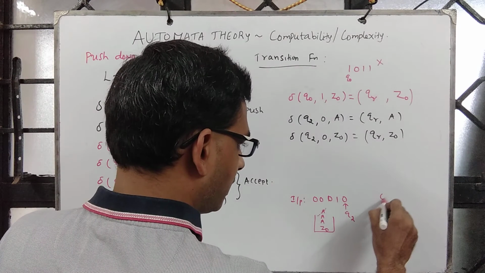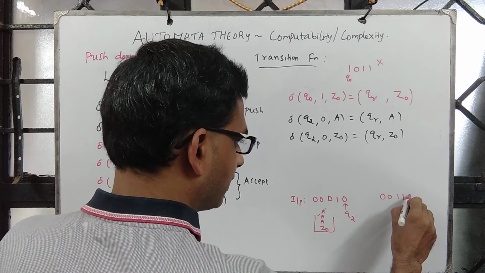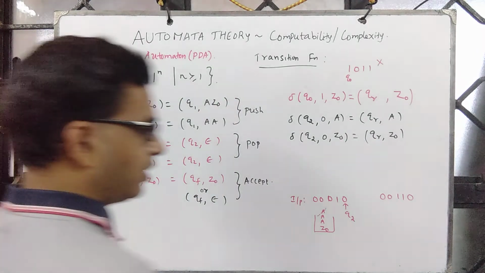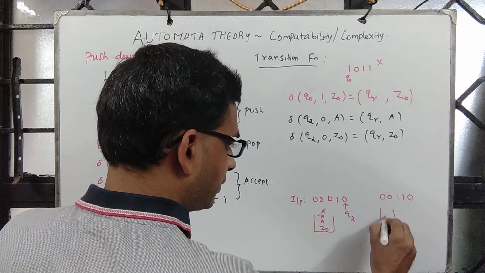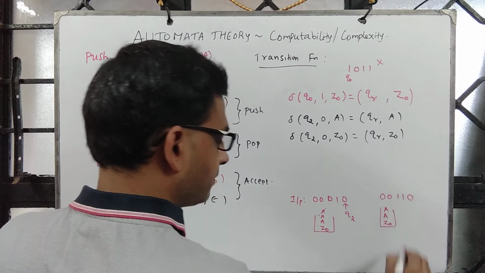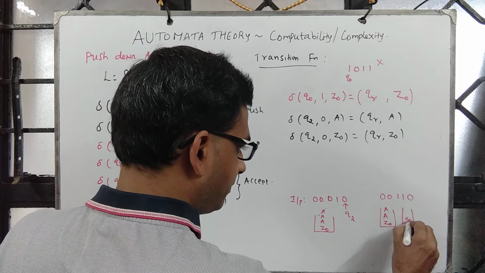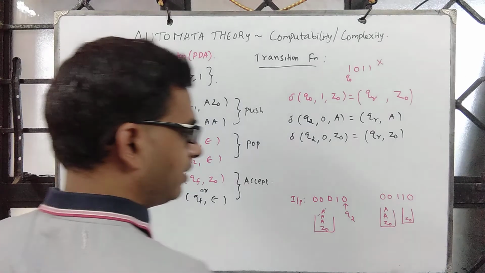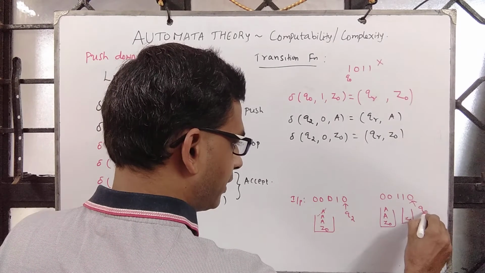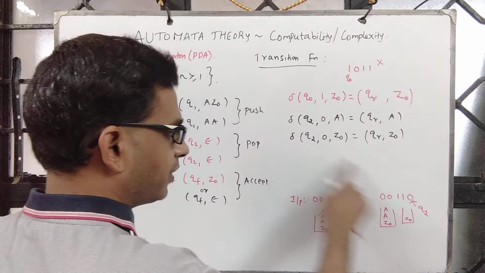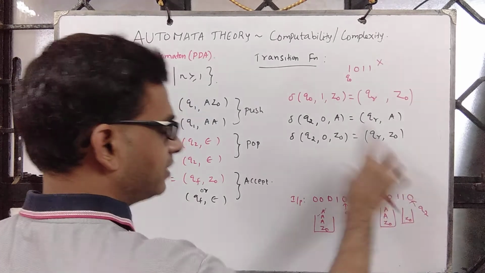Or let's assume it is 00 followed by 11, then this. Now for these two zeros, it will be this. Then for these two ones, you pop them, which means this is what will happen. Now you are at this stage, which means you are at Q2, you are reading 0, the top of the stack symbol is Z0, this has to be rejected.